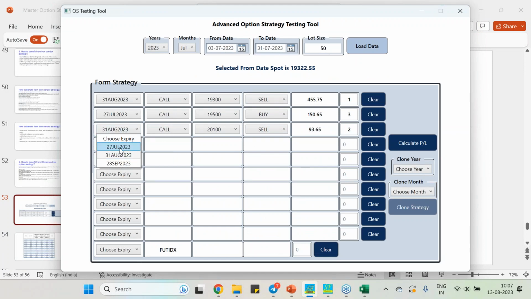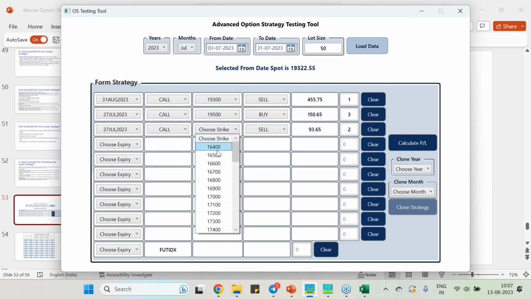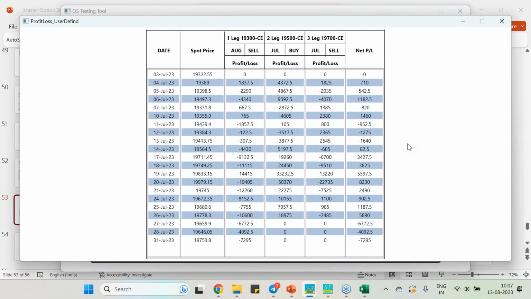So here, instead of July, you can keep the middle strike in the current month and change the other two ends to the near month. That also you can do. By this process also you can enhance the profitability to a certain extent. Where 6,000 was coming, with the same process you can get 11,000, you can get 9,000.